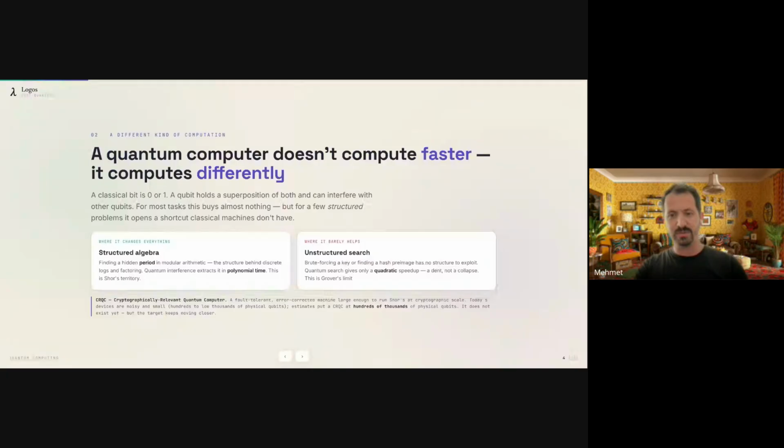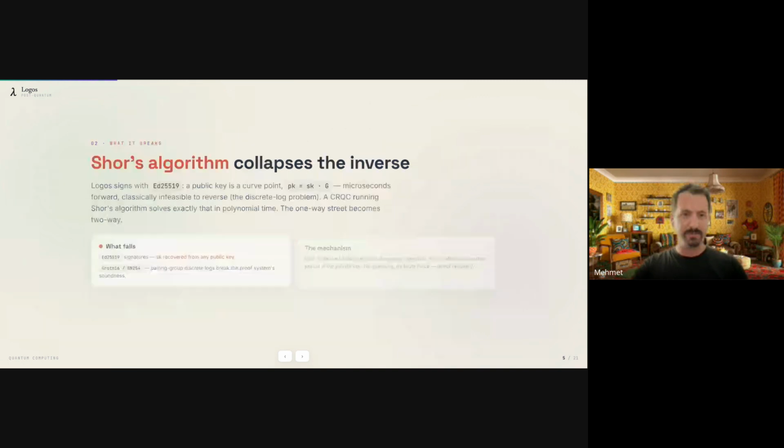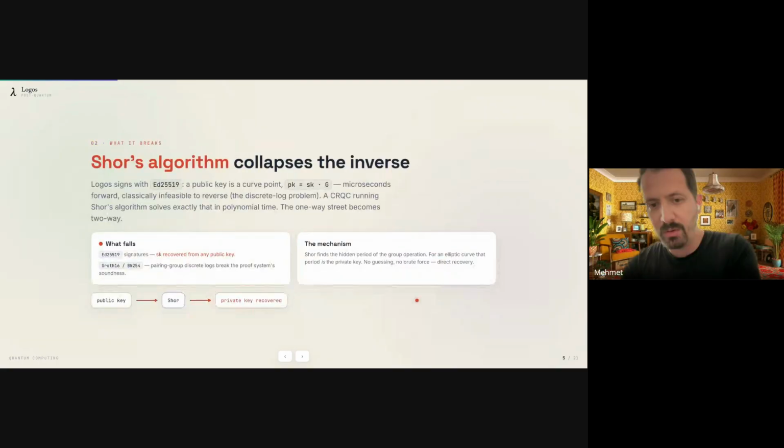Therefore, I will also explain what it means for the quantum computer. So, what are the algorithms running on that quantum computer? The first one is Shor's algorithm. Using Shor's algorithm, you can break the integer factorization problem and the discrete logarithm problem.